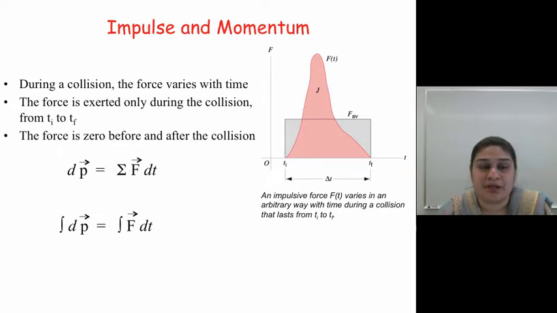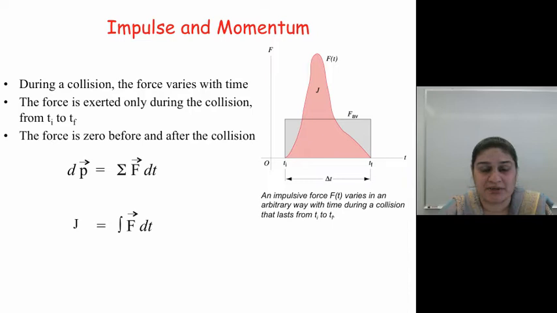So impulse and momentum. During the collision, the force varies with time. The force is exerted only during the collision, for a very short interval from Ti to Tf. Before this, there is no force, and after this time, there is no force. So now we can rewrite the previous equation from the last slide as dp equals sigma F dt. This integral over dt is now going to be called impulse.